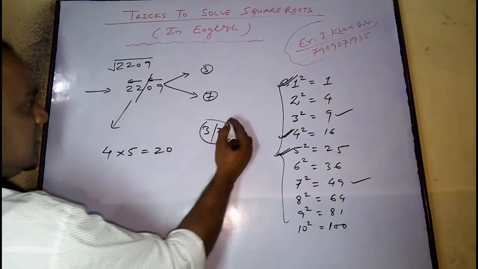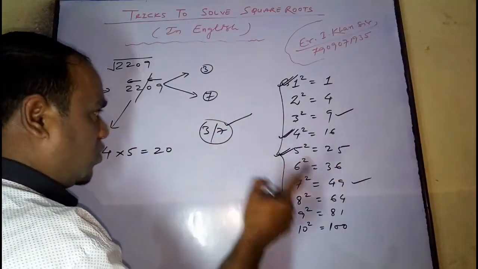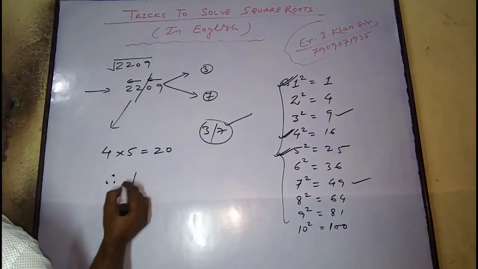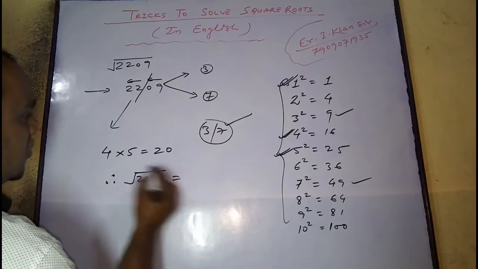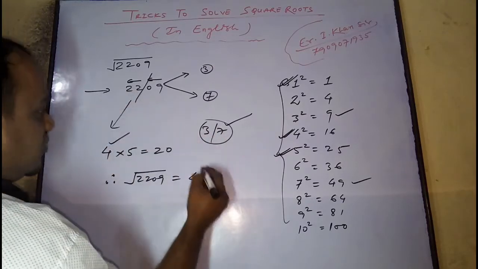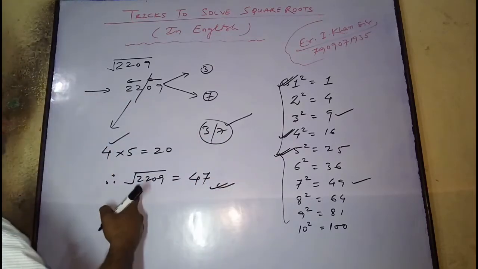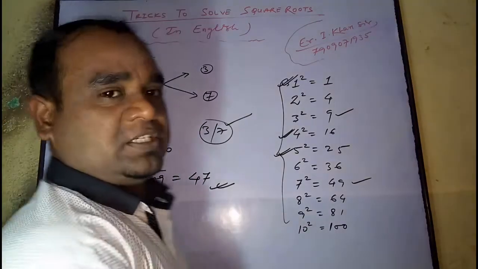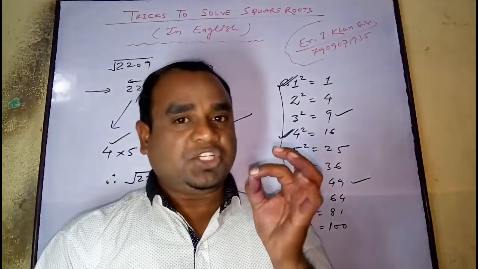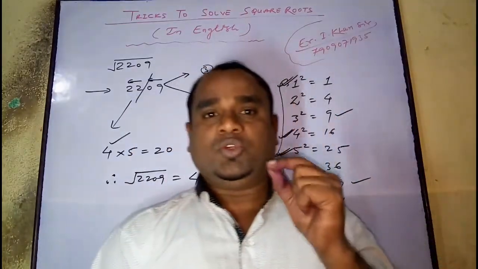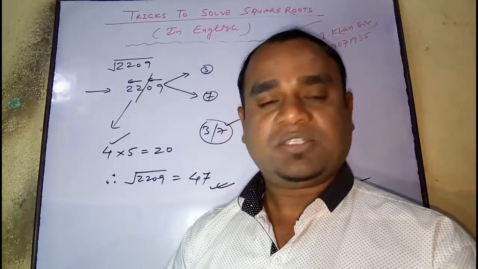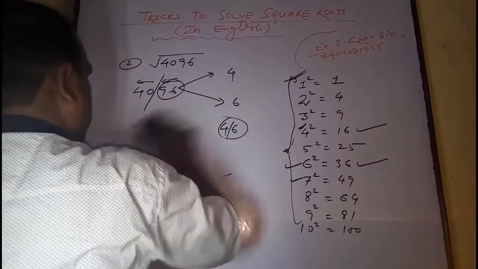Now this 22 is more than 20. Therefore you have to write the larger number as your last digit. Okay, the first digit is always the smaller number. Therefore we can say that the square root of 2209 is 4, the smaller number, and this number is larger than this number. Therefore you have to take 7. Therefore the square root of 2209 is 47. Okay friends, I think this is clear. It is so simple, and I am sure you will save your time in your competitive examination with the help of this trick.